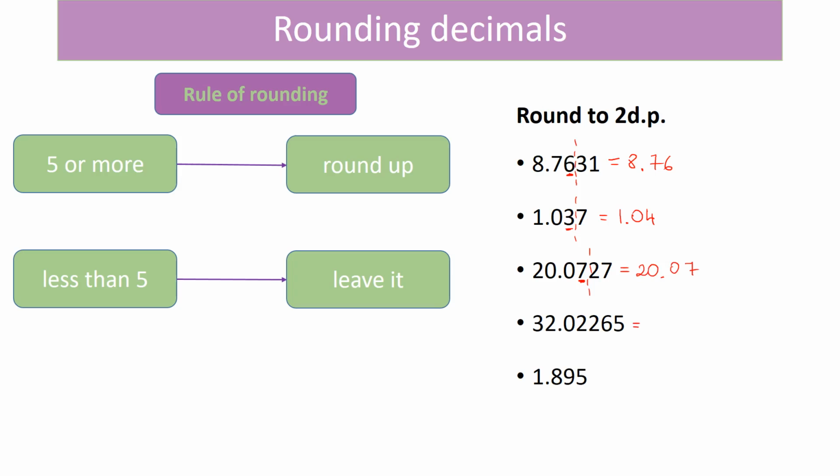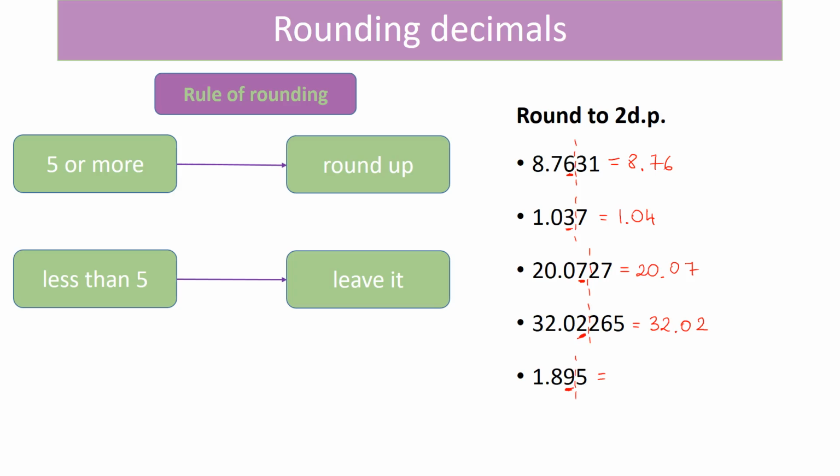Next one, again, 2 is in the second decimal place. I need to look at what comes after that. Because it's 2, which is less than 5, I'm going to keep the number as it is, so that is 32.02.